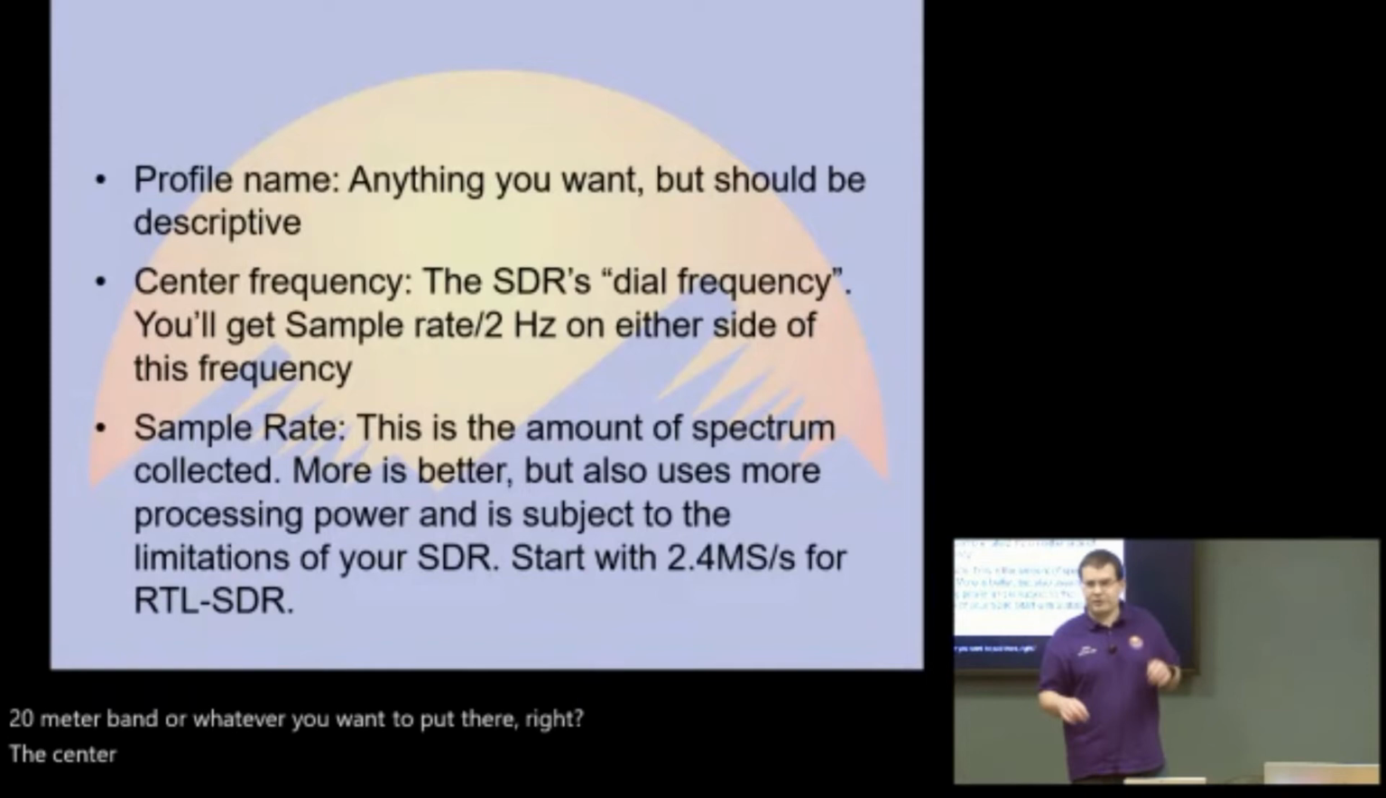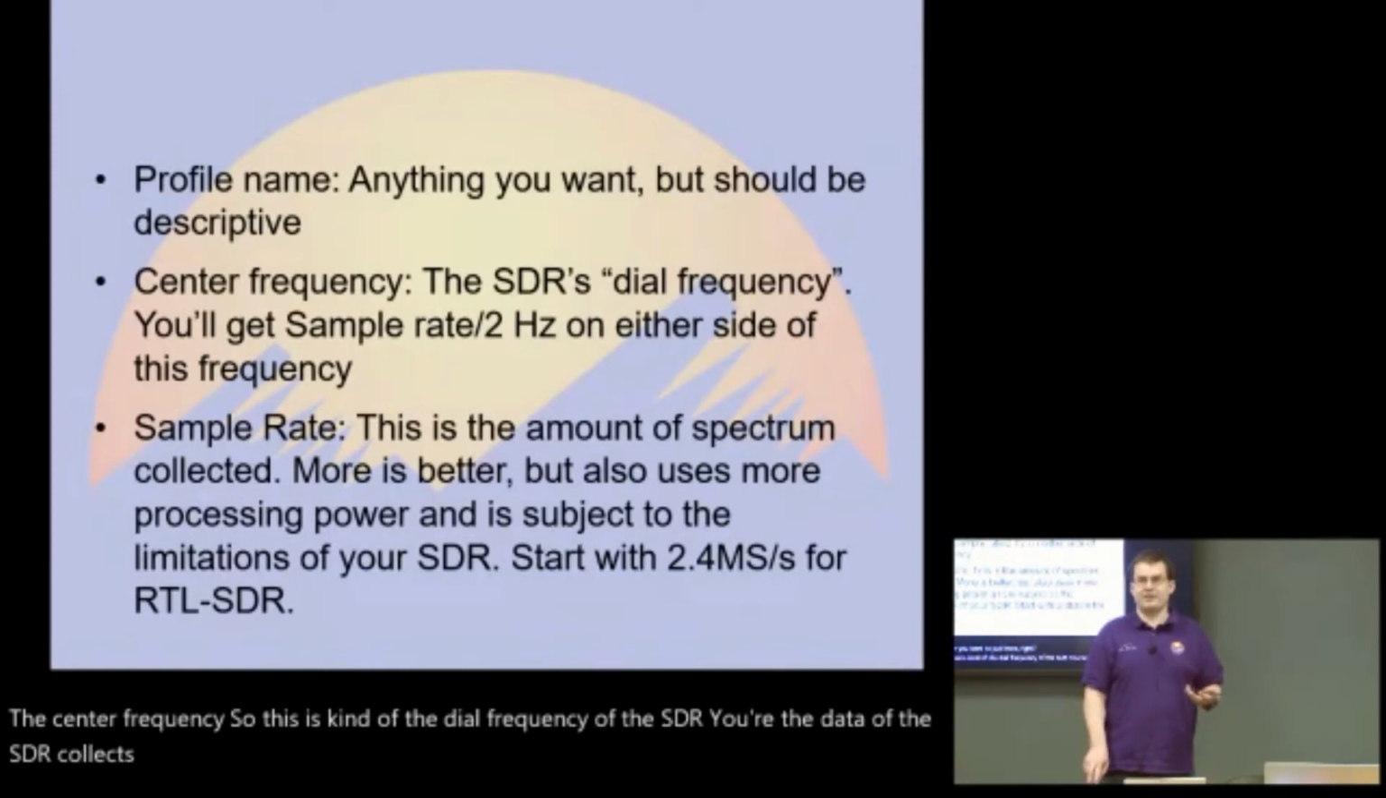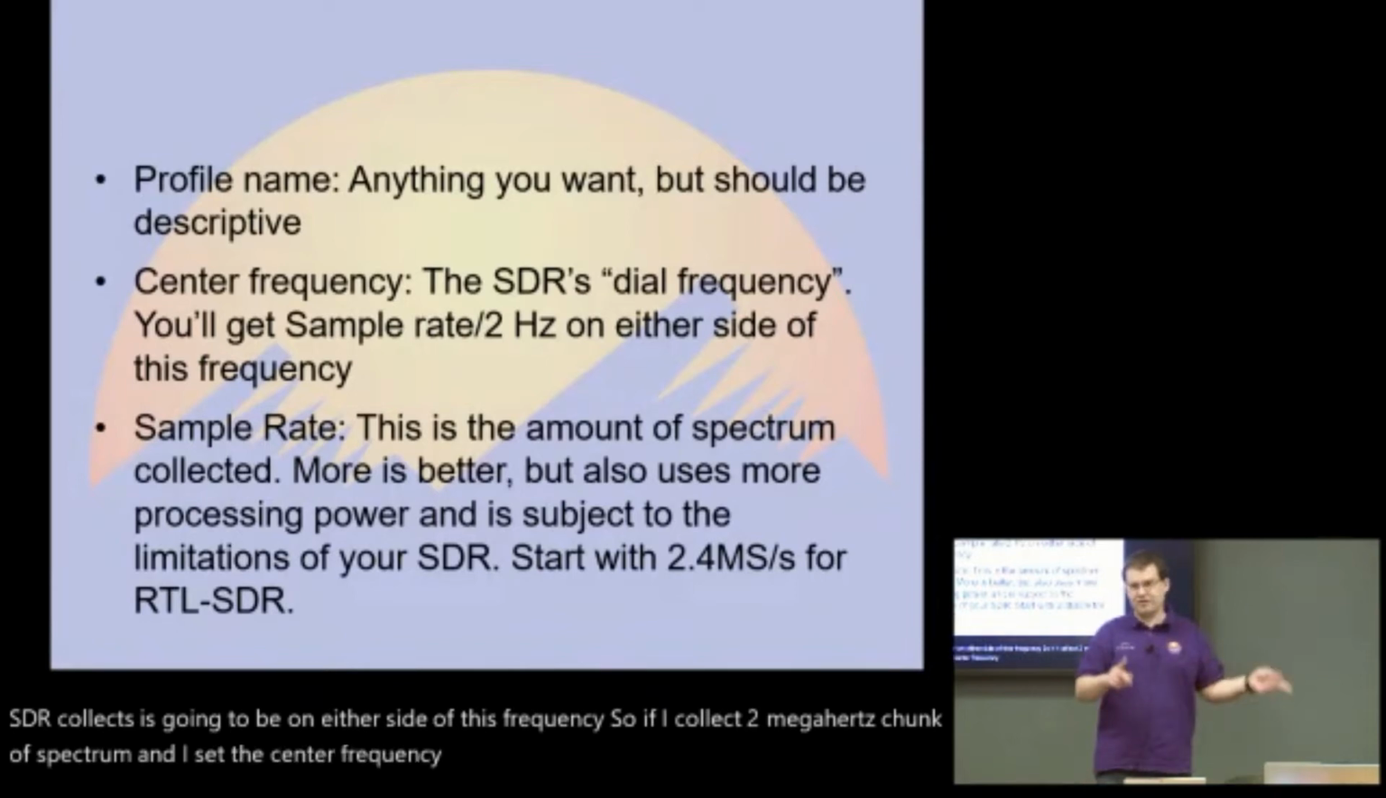So this is kind of the dial frequency of the SDR. The data the SDR collects is going to be on either side of this frequency. So if I collect a 2 megahertz chunk of spectrum and I set the center frequency for 1 megahertz, I'm going to get 0 to 2.